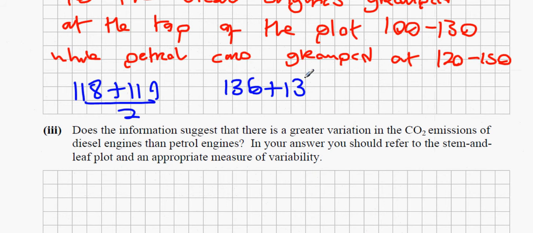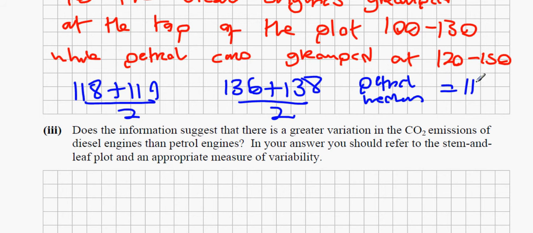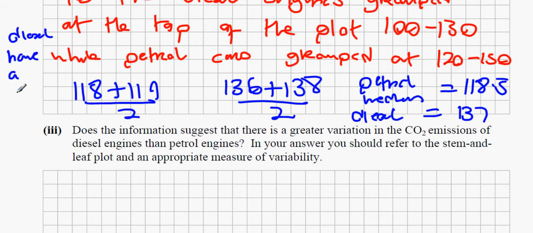So we can compare the two medians. The diesel median is 118.5, while the petrol median is going to be 137. So we can see that the diesel median is much lower than the petrol median, and also the diesel cars have a much lower mean. So they have a much lower median and mean.